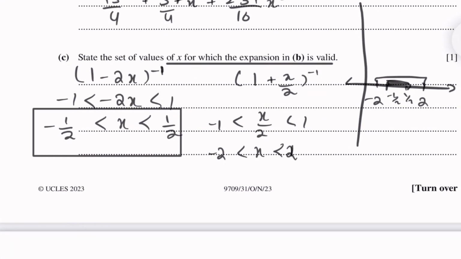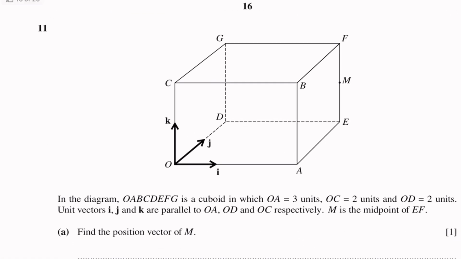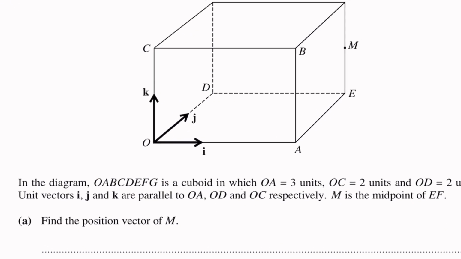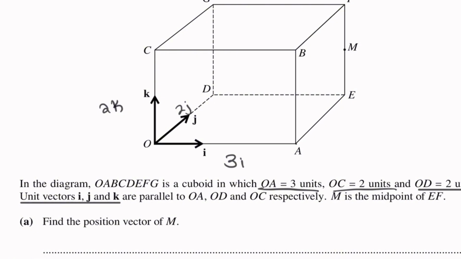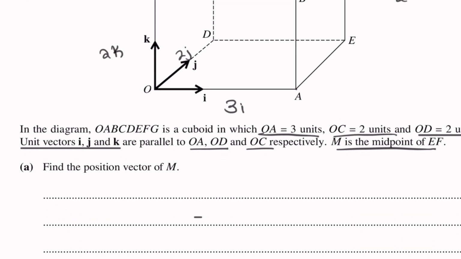Okay. Now next we've got 11, and the diagram shows O, A, B, C, D, E, F, G, which is a cuboid with OA equal to 3 units, so OA is 3i, and OC is 2 units, so OC is 2k, and OD is 2 units, OD is 2j. He says unit vectors i, j, and k are parallel to OA, OD, and OC respectively, where M is the midpoint of EF. So if M is the midpoint of EF, then you have to know that it's equal to 1/2 of OE plus OF. But anyway, he says find the position vector of M.